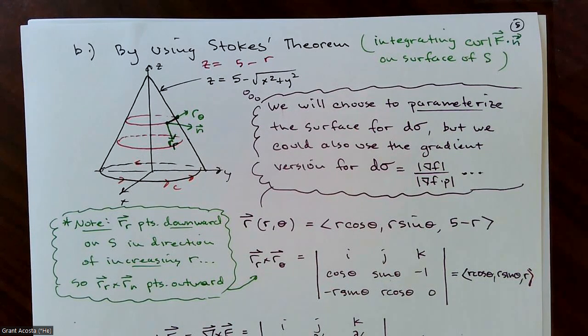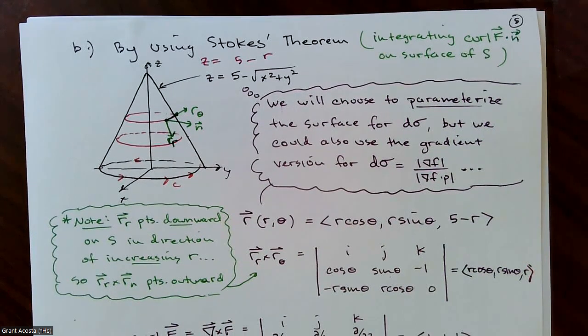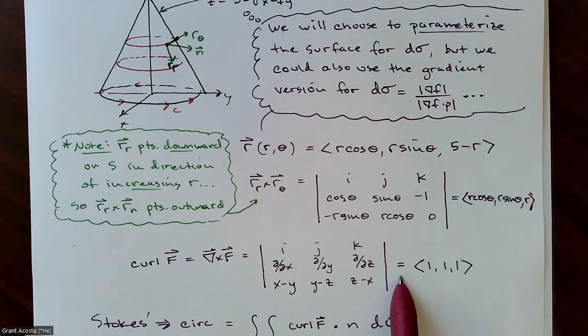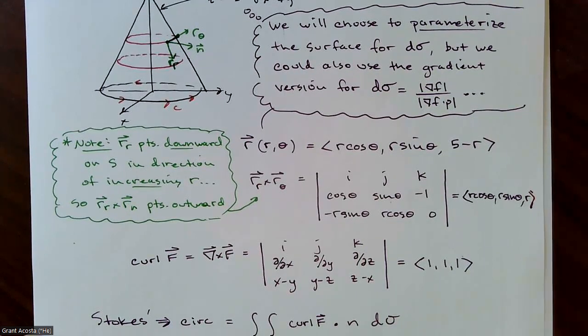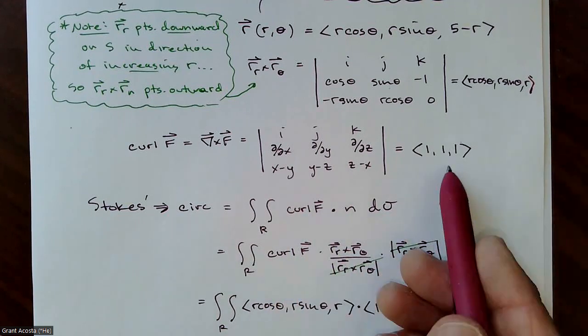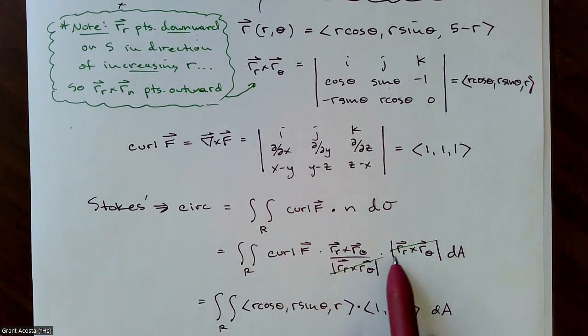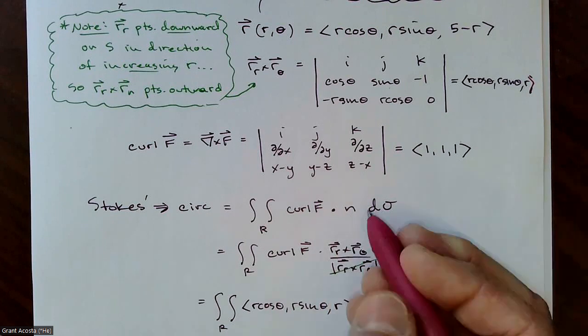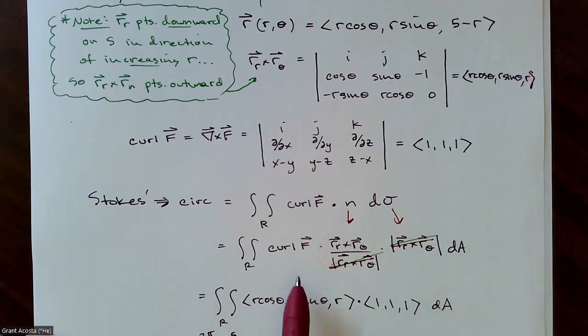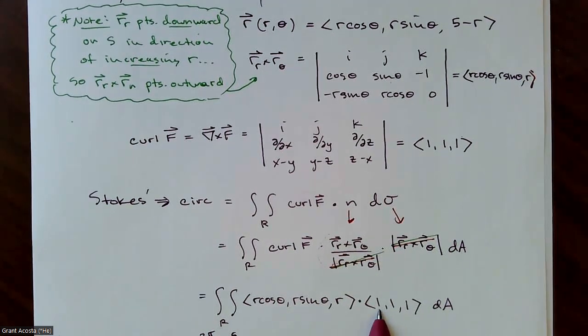The curl of F is del crossed with F. So we're going to do the cross product. There's del crossed with F. I left it in terms of x, y, and z. And actually, if you do that cross product, you should get 1, 1, 1, which is kind of nice. Then I'm going to evaluate the curl of F, which is this vector. Remember, I just showed it again that n is this vector, d sigma is this vector, but the magnitudes cancel out. So you really just have to do the curl of F dotted with r sub r crossed with r sub theta.